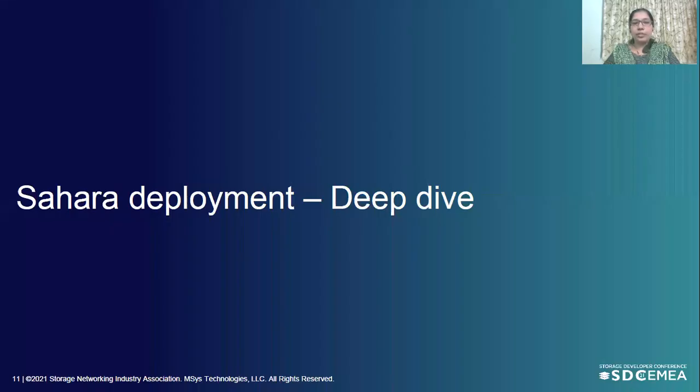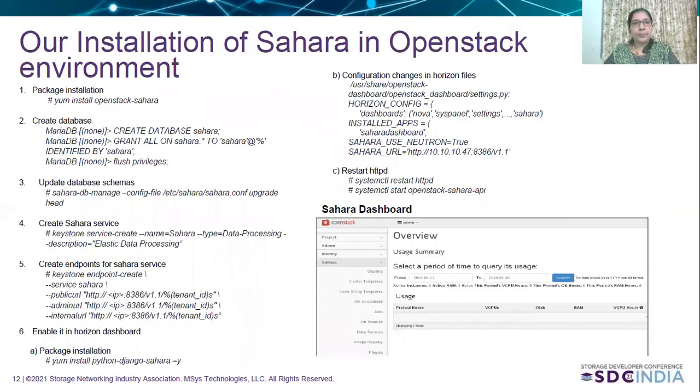Next, a deep dive on Sahara deployment. These are the steps we followed to install Sahara in the OpenStack environment. First we installed the OpenStack Sahara package, then created a database. The database schema has been updated. And similar to other OpenStack services, we need to create a separate Sahara service and create endpoints.